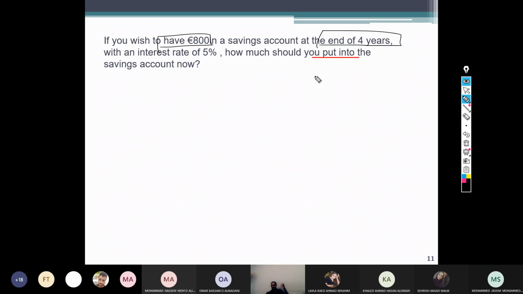It means I want to receive, I have in mind that I want to buy, let's say, a new computer after 4 years. So it says with an interest rate of 5%, how much should you put into the saving account now? Let's say at time 0. What is my plan? My plan is to actually get 800. Exactly, I want 800 to buy the laptop. It's as if you put it in a savings circle. The only difference is you say the circle is going to pay 5%.